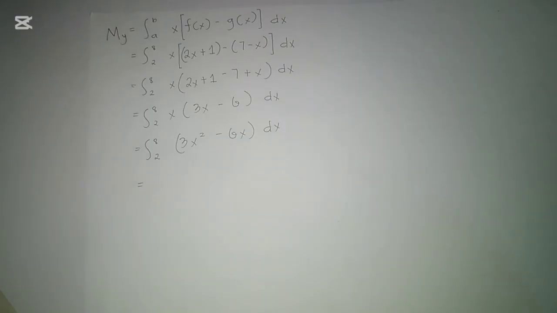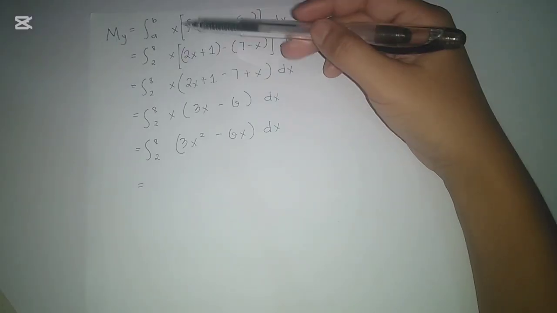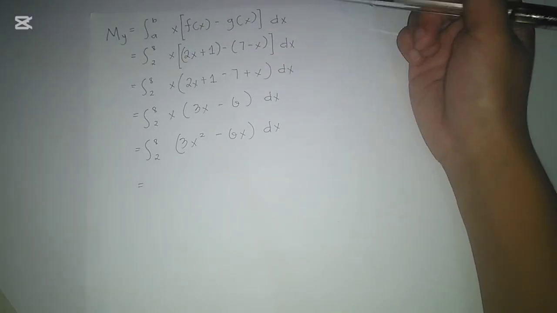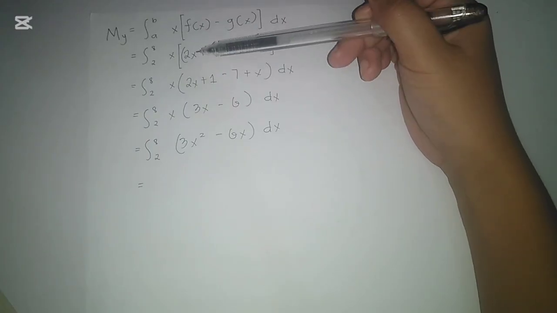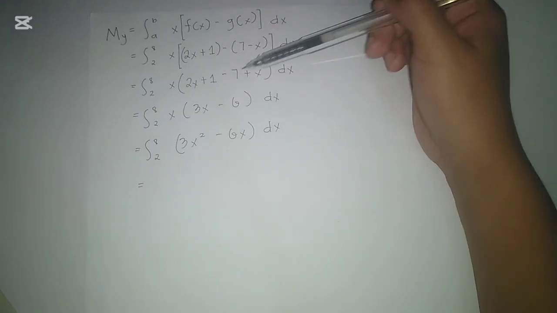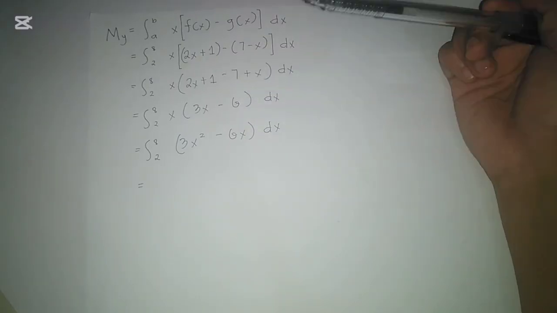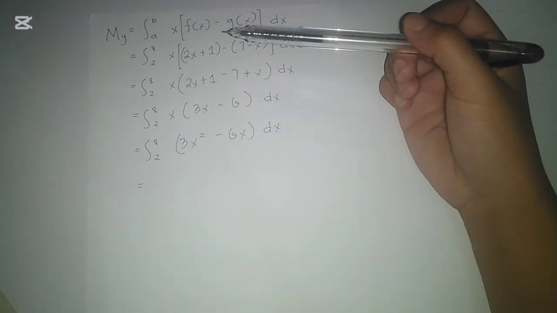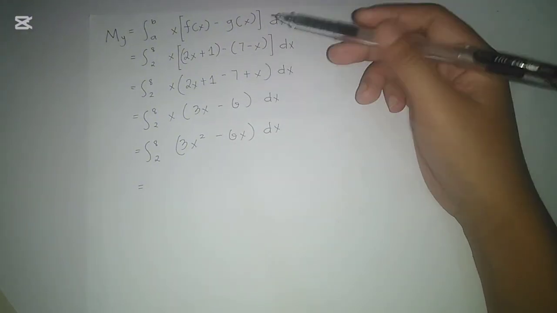Now let's identify the value of m sub x and m sub y by using the formula of the two. So the formula of m sub y is equal to the integral from a to b of x multiplied by f of x minus g of x dx. In the previous one that we tackled, we know that f of x is 2x plus 1 and g of x is 7 minus x, and we simplify them. So 2x plus 1 minus 7 plus x, and simplify again, 2x plus x is 3x and 1 minus 7 is negative 6. So we have the integral from 2 to 8, x multiplied by 3x is 3x squared minus x multiplied by 6 is 6x dx.